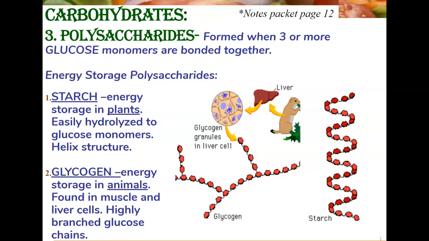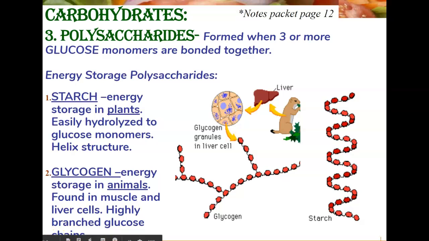Starch is the energy storage form of carbohydrate in plants. Starch is easily hydrolyzed to glucose monomers, and it has the structure of a helix. Think of DNA, which is in a helix structure, or think of a slinky, which is a helical structure. Glycogen is the energy storage form of carbohydrate in animals. Glycogen can be found in muscle and liver cells. Its structure is highly branched glucose chains.